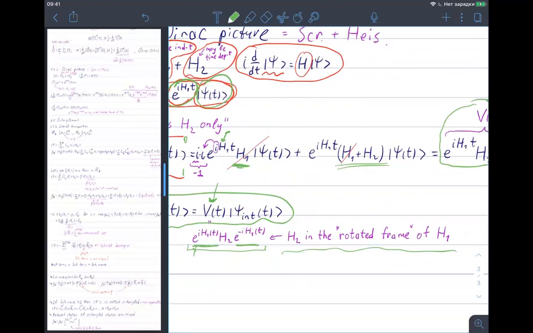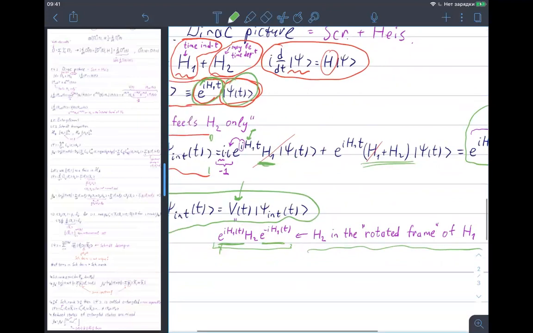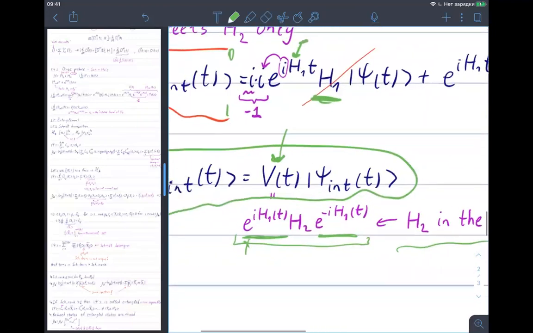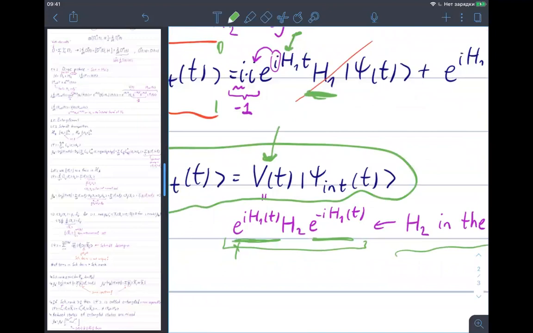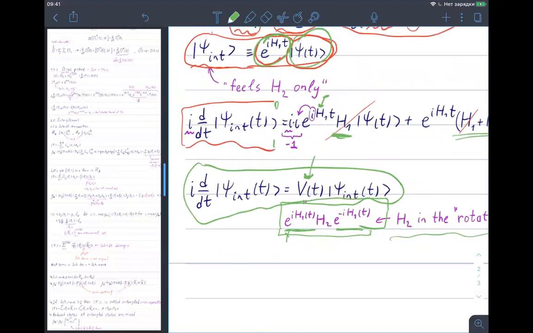So you need to take this into account. For example, if H2 commutes with H1, then it's okay, and these two terms will cancel each other. But in the general case, H2 and H1 do not commute, so we need to consider this construction, this form. And it appears that it's quite a useful thing.